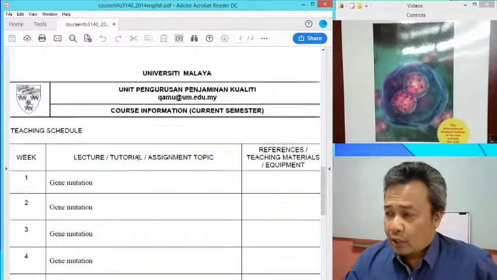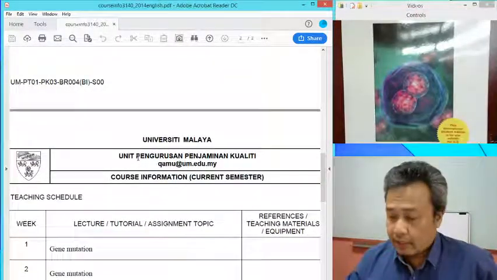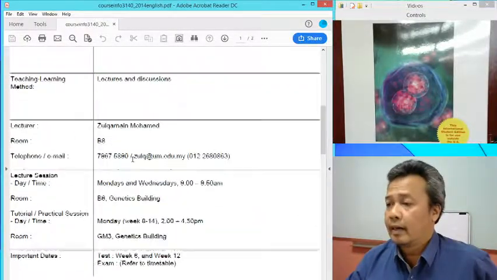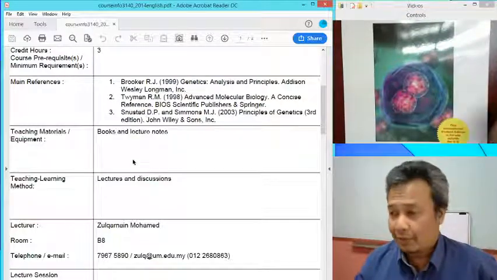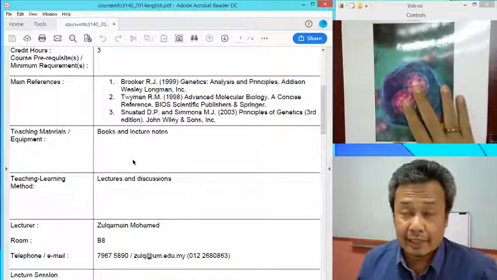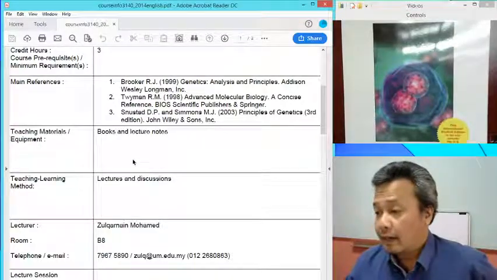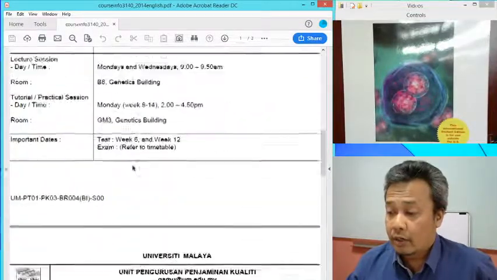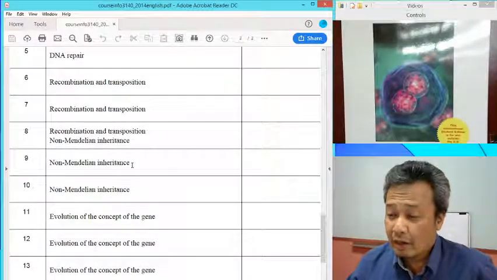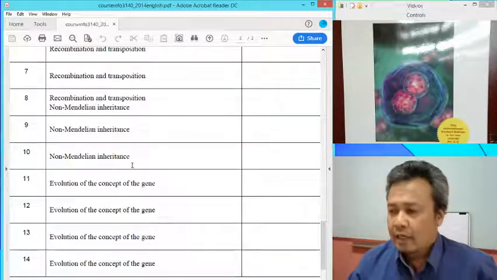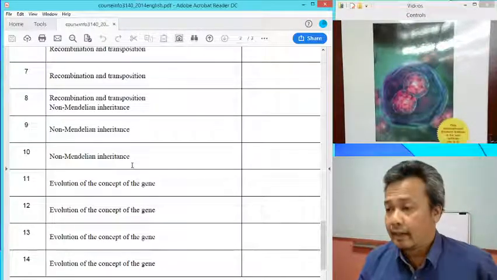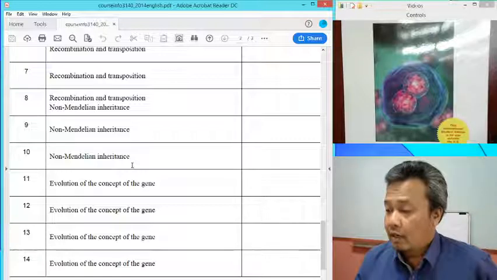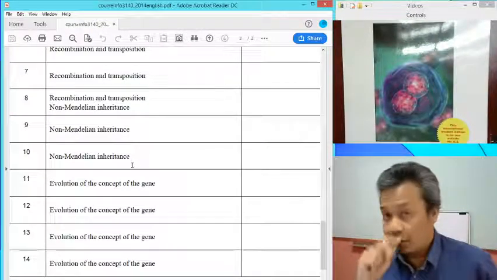As I mentioned, it follows closely Brooker's Genetics: Analysis and Principles. This book is quite good. It's written quite easily, and there are questions for you to practice. I sometimes take exam questions from here as well. The chapter on the evolution of concepts of the gene used to be one full chapter in Principles of Genetics. However, that chapter has been taken off, so I've given you the chapter for your reference.